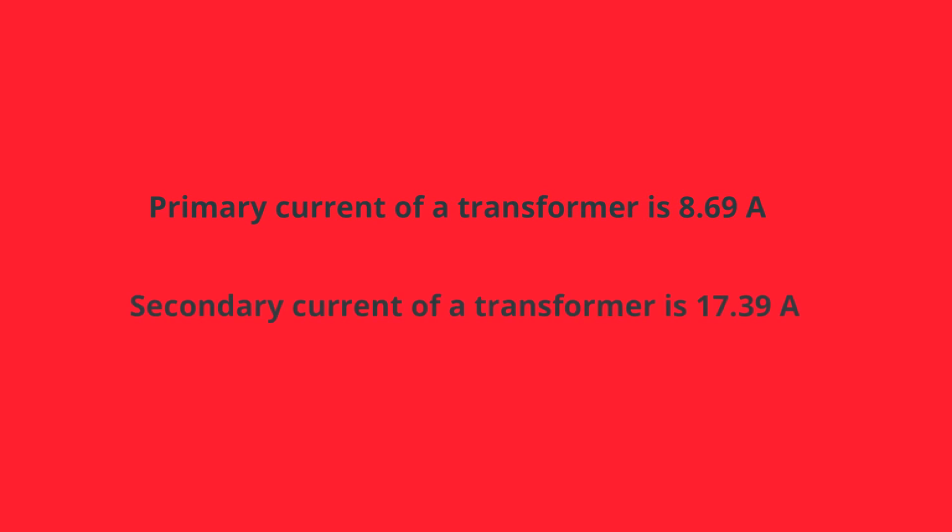So the final answers are: the primary current of the transformer is 8.69 amperes and the secondary current of the transformer is 17.39 amperes.